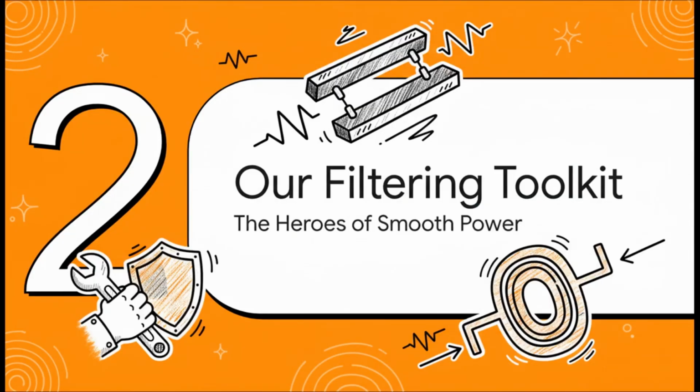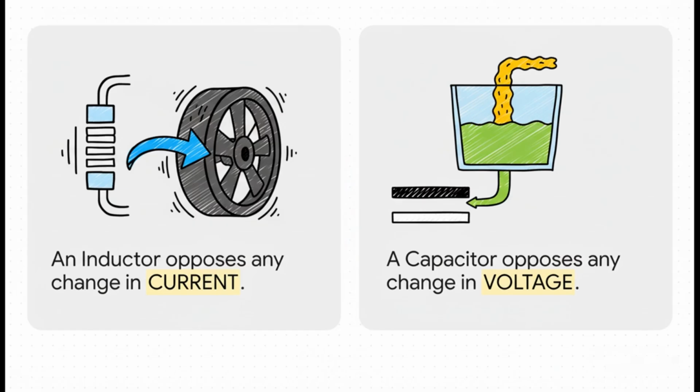All right, now that we know the enemy, ripple, let's meet the heroes we're going to use to fight it. You know, our filtering toolkit is surprisingly simple. It really just relies on two fundamental electronic components. Meet the inductor and the capacitor. Now, they work in different but really complementary ways.